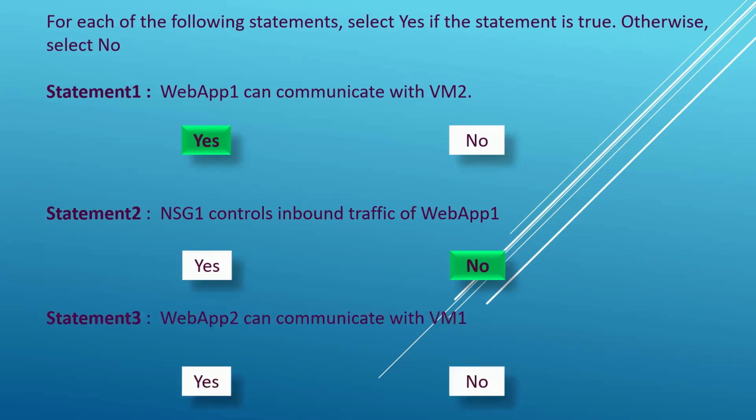Let's look at the third statement. Web App 2 can communicate with VM1. Web App 2 is deployed to subnet 2, and subnet 2 is in VNet 2. VNet 2 is peered with VNet 1, which VM1 is connected to. So Web App 2 can communicate with VM1.